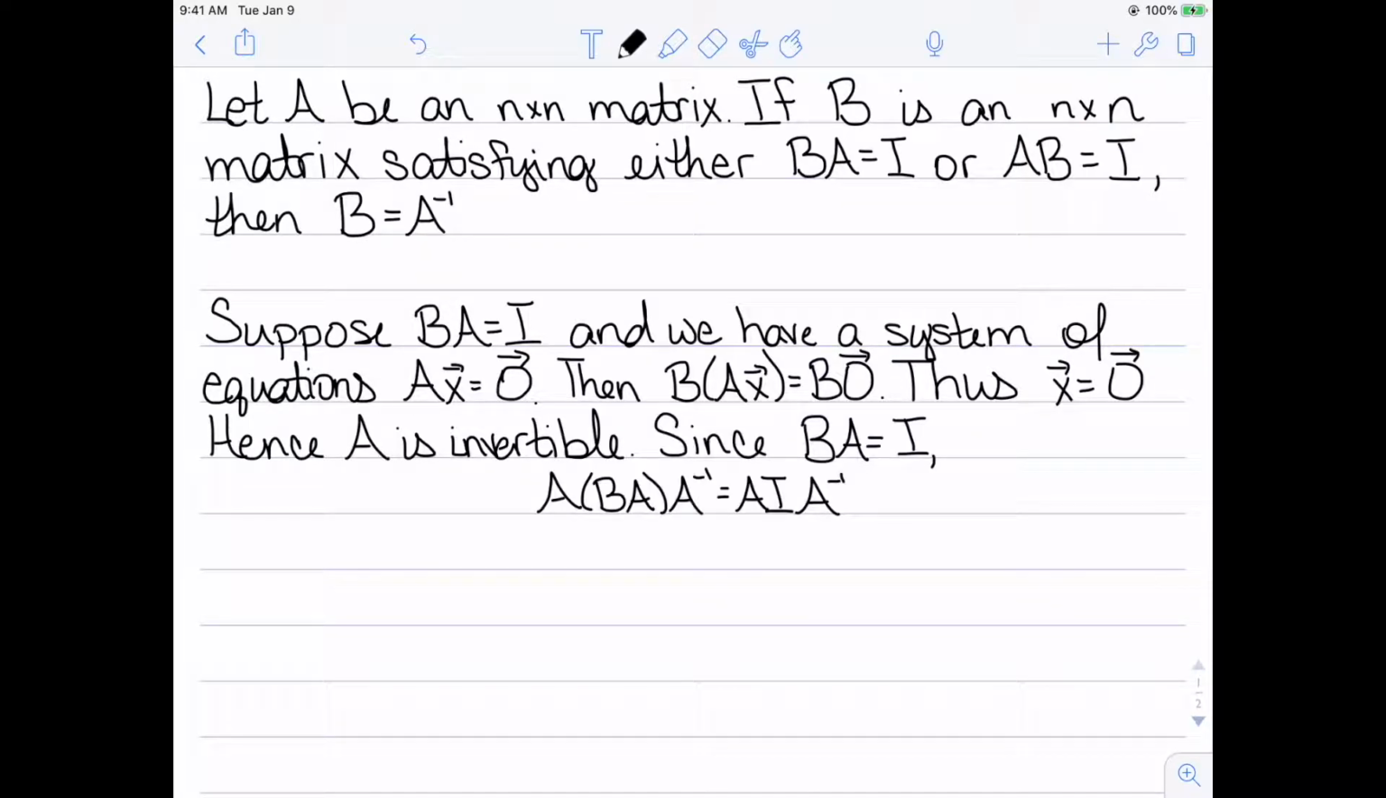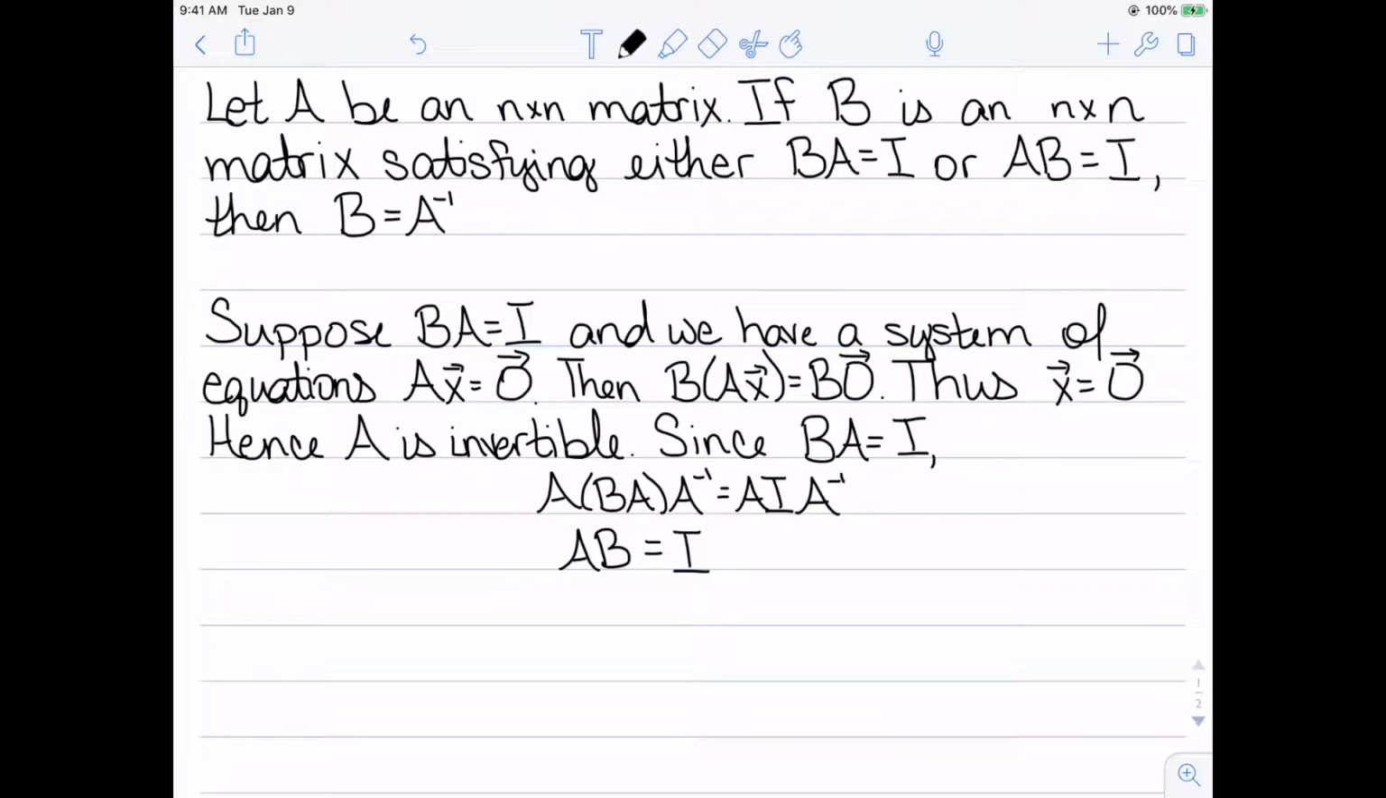Since we know that BA is equal to the identity, I can multiply on the left by A and on the right by A inverse. Since the left-hand side had an A times A inverse, I can simplify that down to just AB, and the right-hand side will simplify down to I. So I've shown that we also do have the other direction. If BA is equal to I, then we must also have that A times B is equal to I.